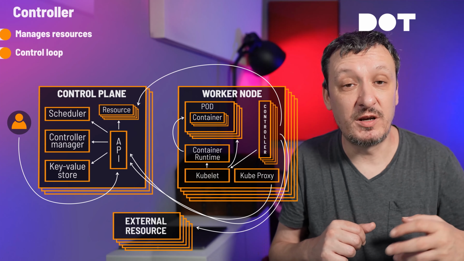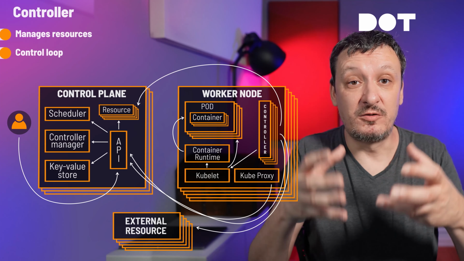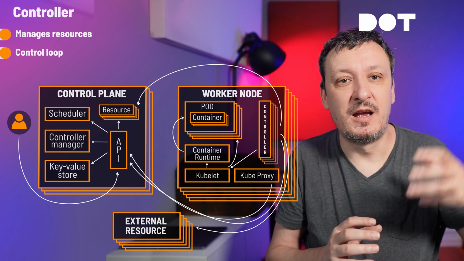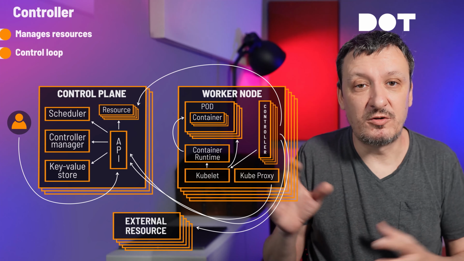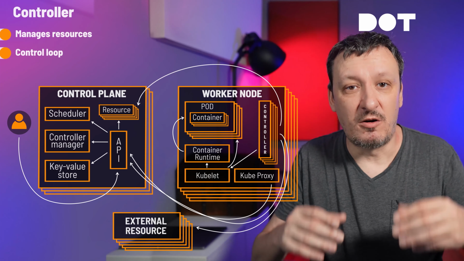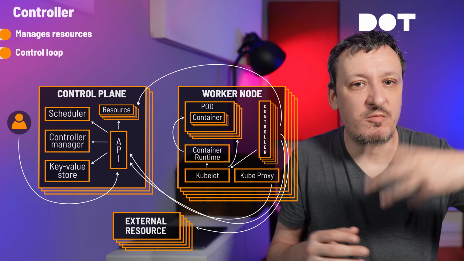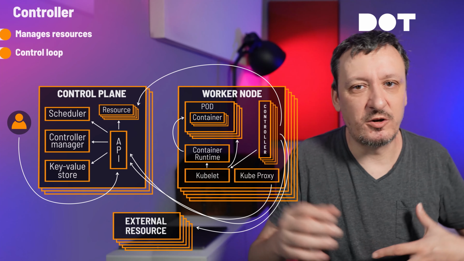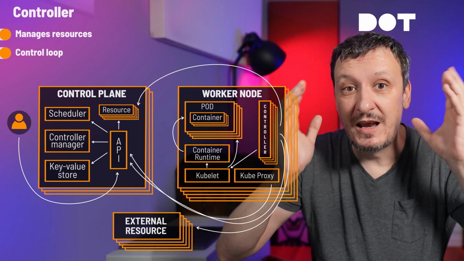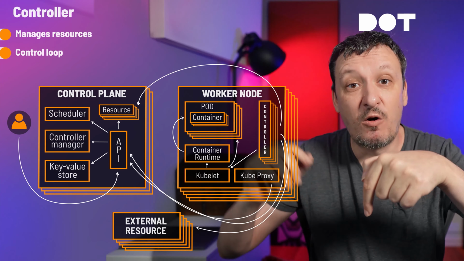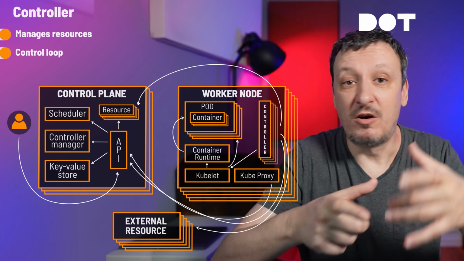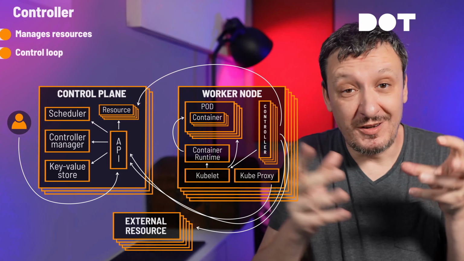A good example could be an external load balancer. When we use an ingress controller, then the ingress controller might be creating an external load balancer, or some other controller might be creating and managing storage, or some third controller or a set of controllers might be managing resources in AWS or in Azure or in Google Cloud or in VMware. So controllers manage resources, and those resources might or might not be inside the same Kubernetes cluster or in Kubernetes in general.